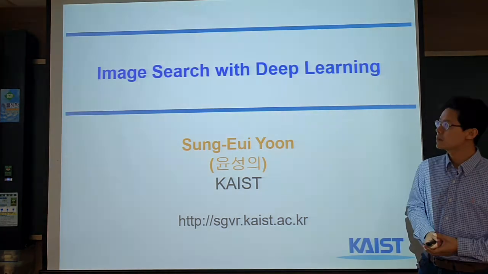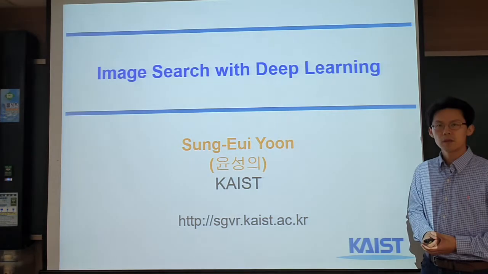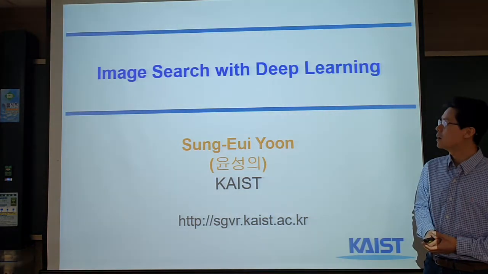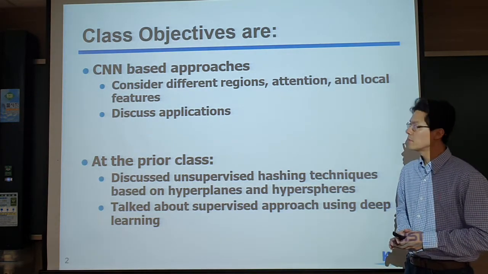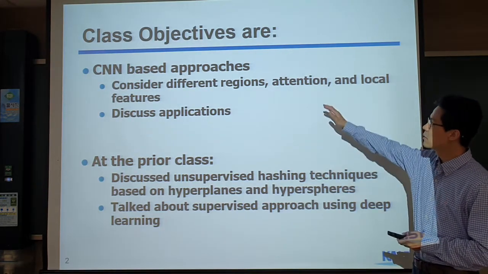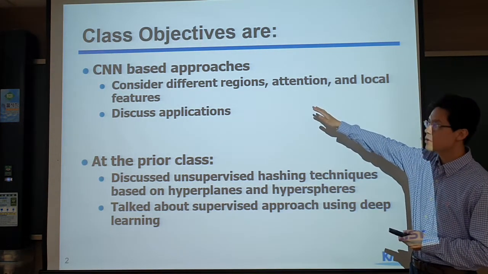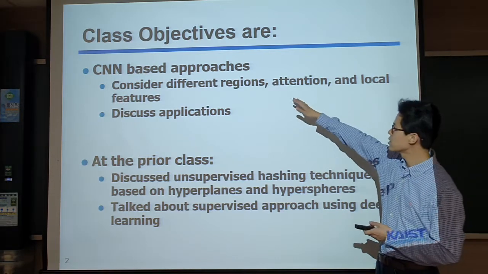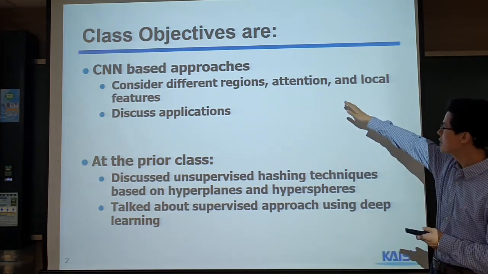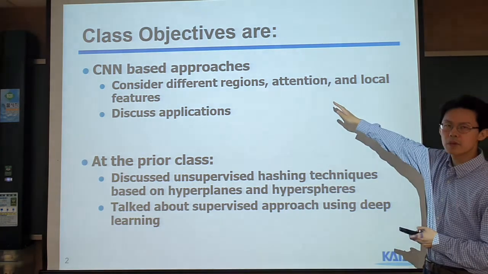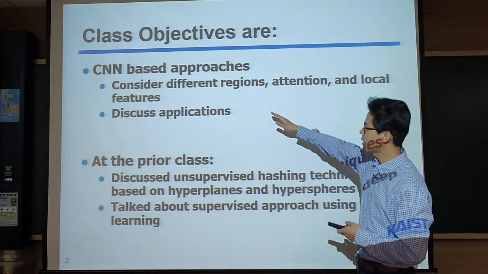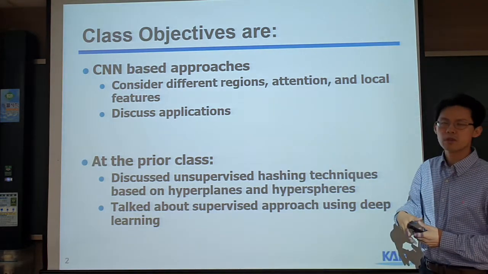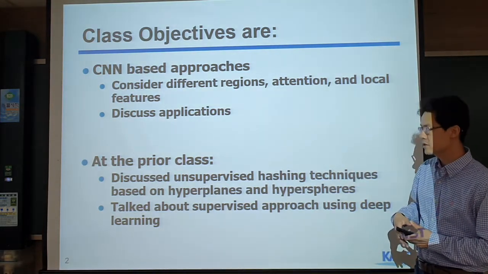Today we'll talk about some of the recent image search techniques that work with deep learning. So these are today's class materials. We'll talk about recent CNN-based approaches that consider different regions, and also attention. Also, we'll see how we can compute local descriptors. And we'll briefly touch on some other applications based on image search.